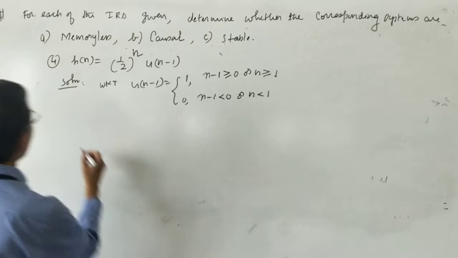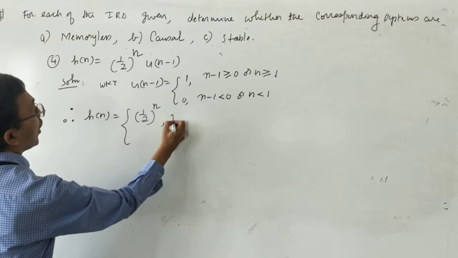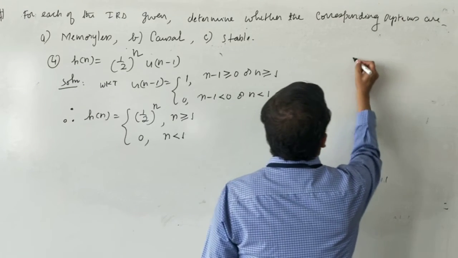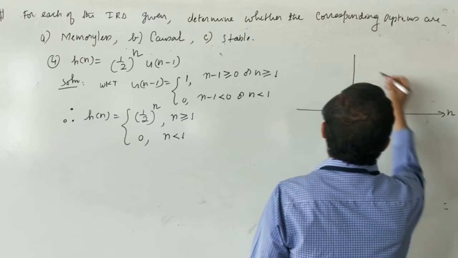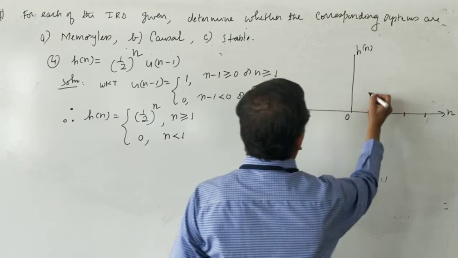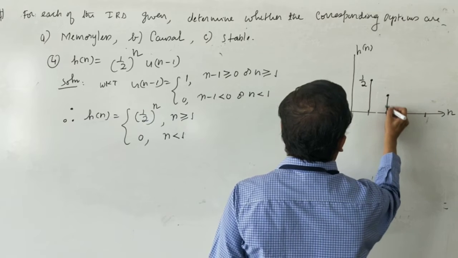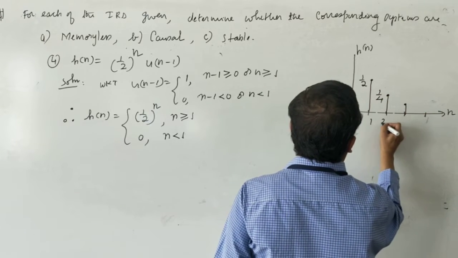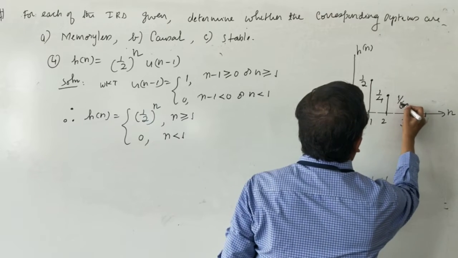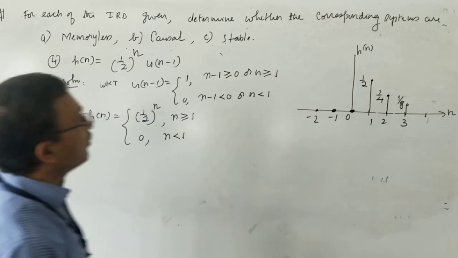Therefore, h of n equals half to the power n for n greater or equal to 1, and 0 for n less than 1. I'm going to make a sketch. Please watch here. X-axis is n, y-axis is h of n. Take n equal to 0, n equals 1, 2, 3, 4. At n equal to 1, the amplitude is half. At n equal to 2, it is 1 by 4. At n equal to 3, it is 1 by 8. You get decaying samples. At n equal to 0, it is 0. Minus 1, 0. Minus 2, 0. This is the sketch of h of n.